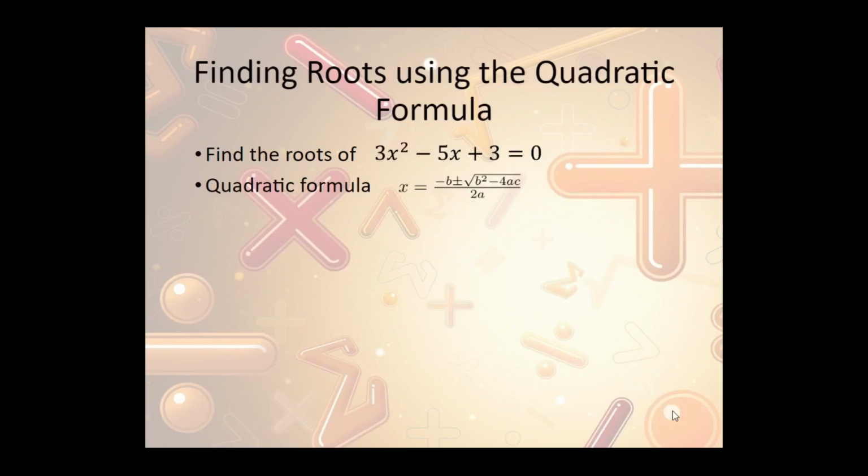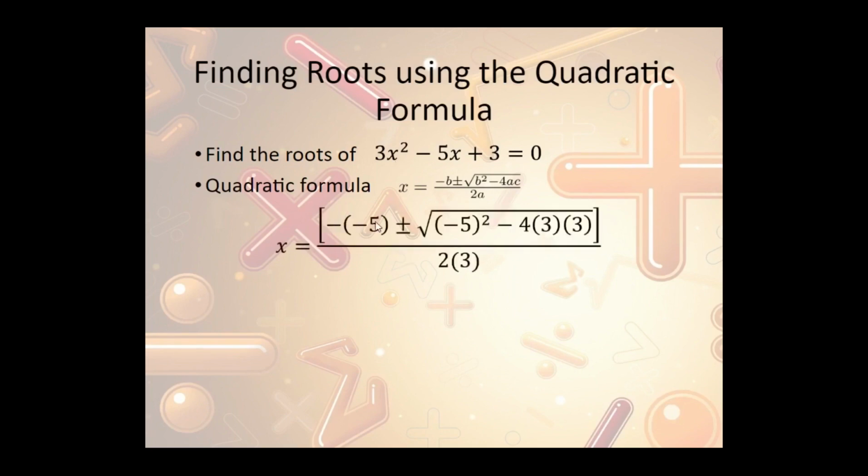Let's look at one more example. We have 3x squared minus 5x plus 3 is equal to 0. So we plug everything in, and we end up with negative negative 5 plus or minus the square root of negative 5 squared minus 4 times 3 times 3 over 2 times 3. And when we simplify that, negative 5 is positive 5. Negative 5 squared is just 25. And then negative 4 times 3 is negative 12. Times 3 is negative 36. And then 2 times 3 is 6. So we end up with 5 plus or minus the square root of 25 minus 36 over 6.